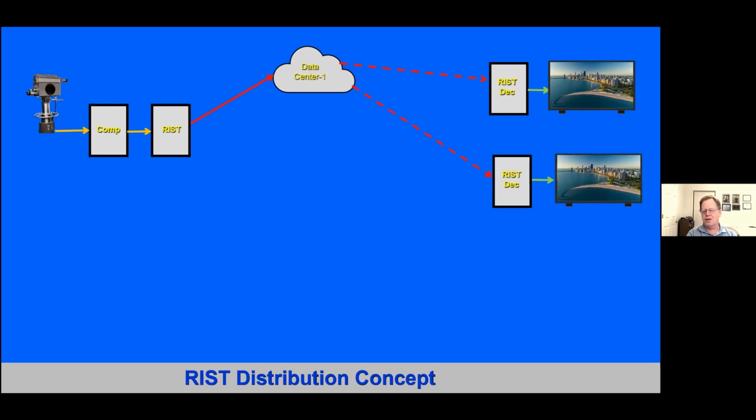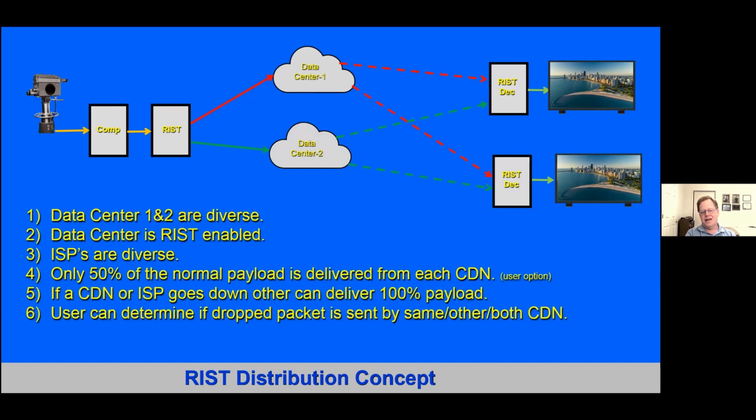If something goes wrong with your link, what happens if you have a fiber cut or internet congestion? Well, RIST allows you to use multiple different data centers, different ways to get from point A to point B to point C, giving you redundancy. Centers 1 and 2 would be diverse. Data centers would have to be RIST enabled. You could use diverse ISPs to avoid any single point of failure.